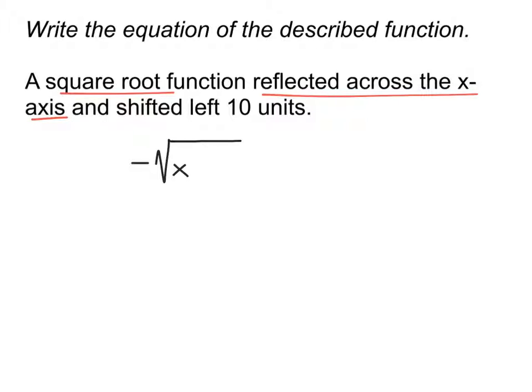And then finally, shifted left 10 units. Since it's left to right, it has to be in with the x, so it's going to be inside the radical. Make sure that radical bar is going over the 10 as well. And to go left, that's plus. Notice in this case, there's nothing hanging on the end because there is no shift up or down. You're just kind of letting the description or the graph, whatever it is, tell you how to build the equation.